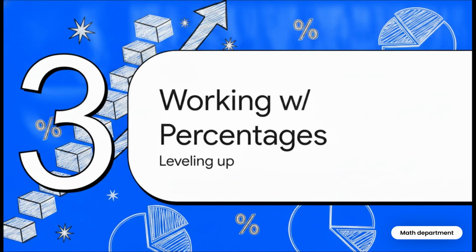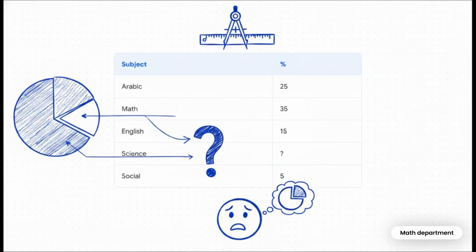All right, part 3, working with percentages. We're leveling up the complexity now by looking at data that's already been partially converted into percentages. Here we have a student's weekly study hours broken down by subject. Arabic is 25%, mathematics is 35%, English is 15%, and social studies is 5%.